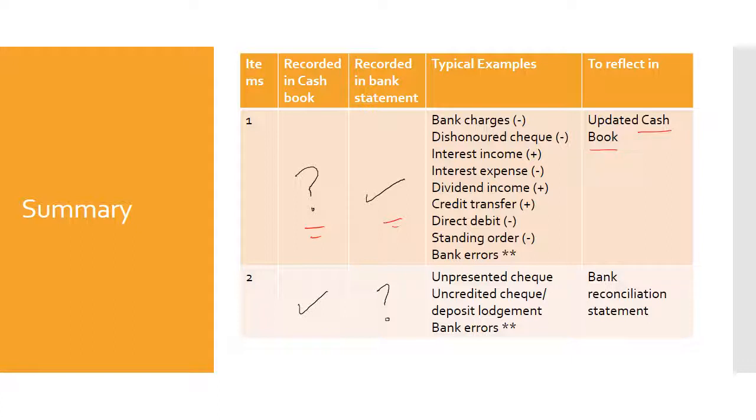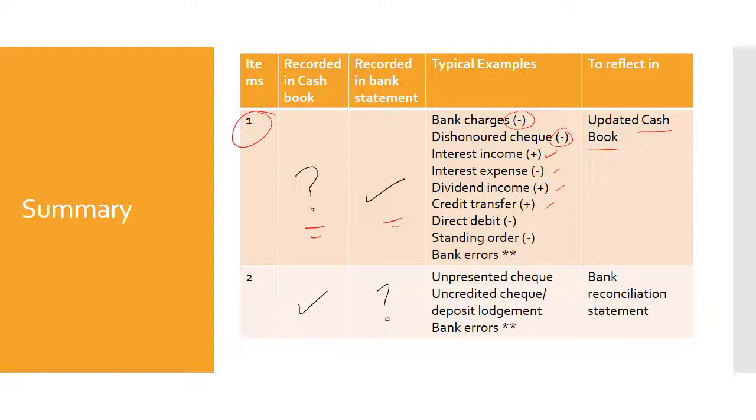Now, how would you reflect in the cash book? For example, if it's a bank charge, obviously this represents a deduction to your cash balance. If it's a dishonored check, that also represents a deduction. So I indicated the sign so that it's easy for you to remember, right? However, if let's say there is interest income not shown in your cash book, it is an addition in your cash book, right? Okay, and then interest expense, which is a deduction from the cash book, dividend income, which is an addition, credit transfer, and so on, right? Now, that is the first category of items.